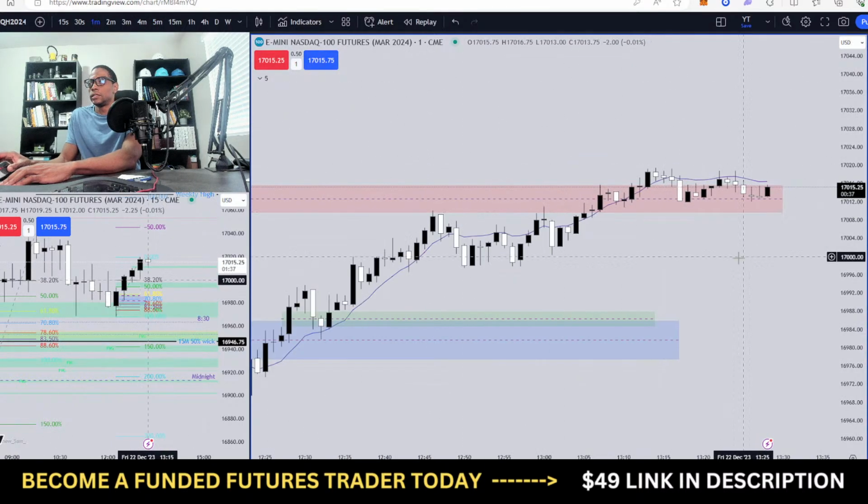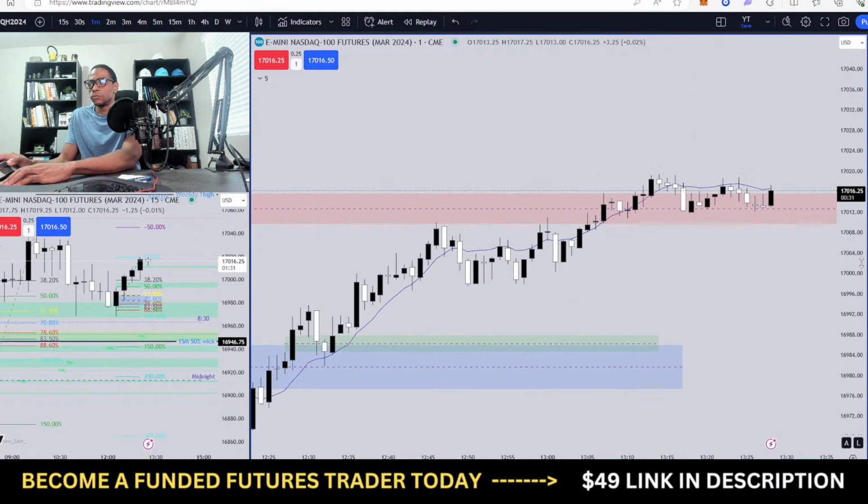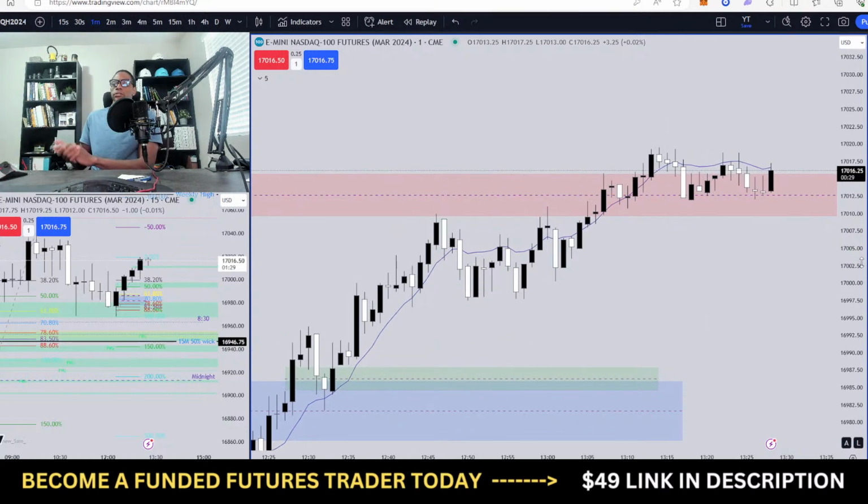On the 1 minute, we see now it traded back down into that fair value gap again. So we'll just keep it on this time frame until we're clearly out of this area and it's no longer relevant.